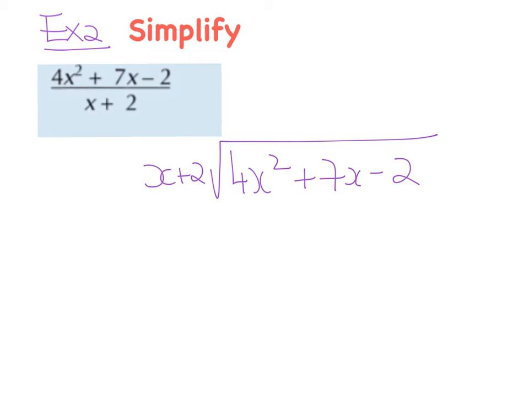The first one is, what do I multiply x by to get a 4x squared here? That's my aim. I multiply x by 4x to get a 4x squared here. So 4x times x gives me 4x squared, which is what I wanted. I'm going to write this in blue. But I must also do it to the remainder part, so 4x times 2 is plus 8x.